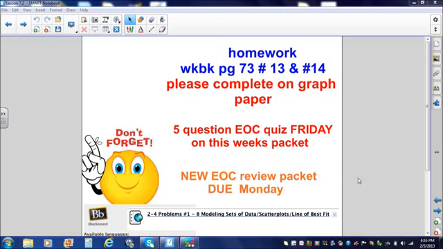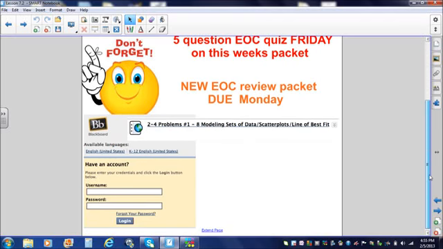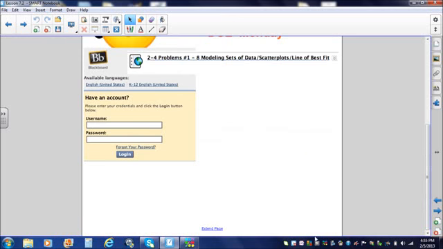For today's workbook, page 73, problems 13 and 14. Please complete these problems on a piece of graph paper. You will have a 5-question EOC quiz this week on your new packet. Your new packet will be due on Monday. I have conveniently posted and marked down problems 1 through 8 for you in Blackboard.